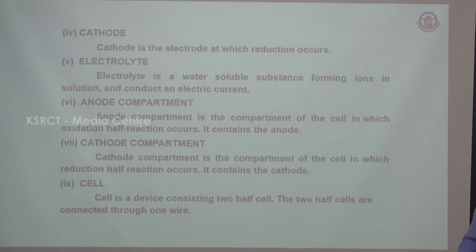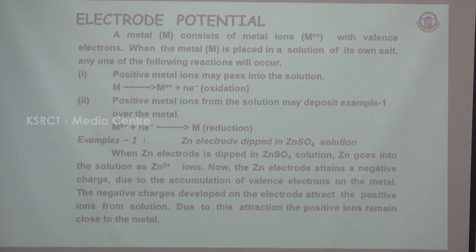So we have discussed so far what is anode, what is cathode, what is electrolyte, and other basic things. Now we can define cell. A cell is a device in which electrochemical redox reactions can be carried out. What do redox reactions mean? When both reduction and oxidation take place simultaneously in a particular device, it is nothing but a redox reaction. Next one is electrode potential. There is certain terminology in electrochemistry.